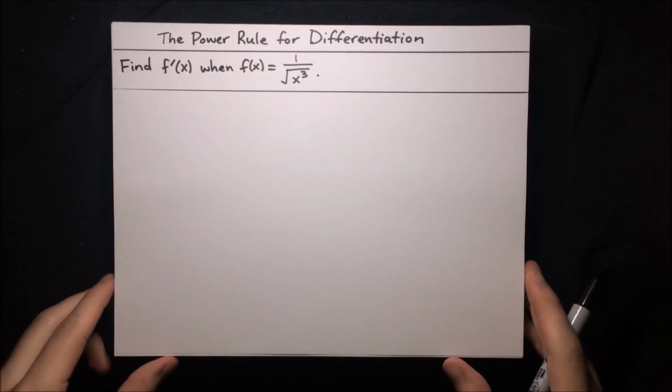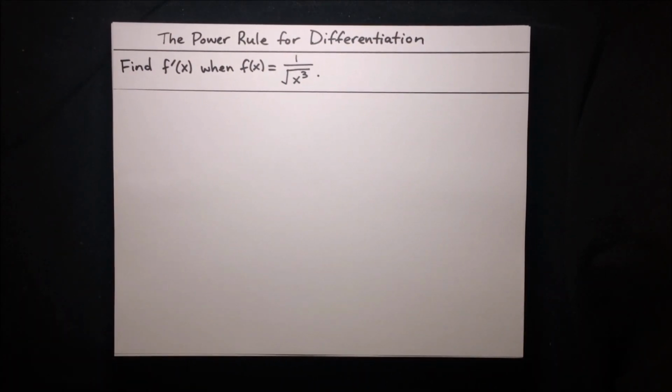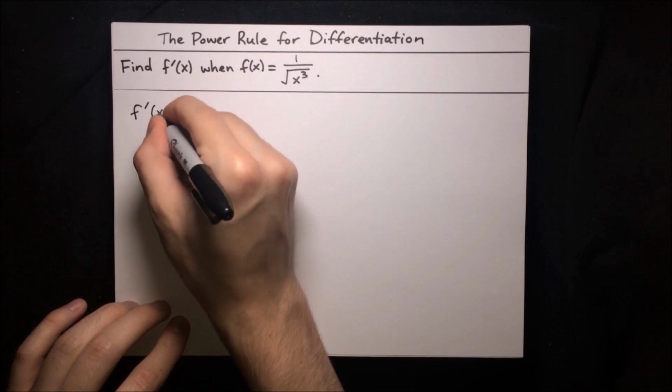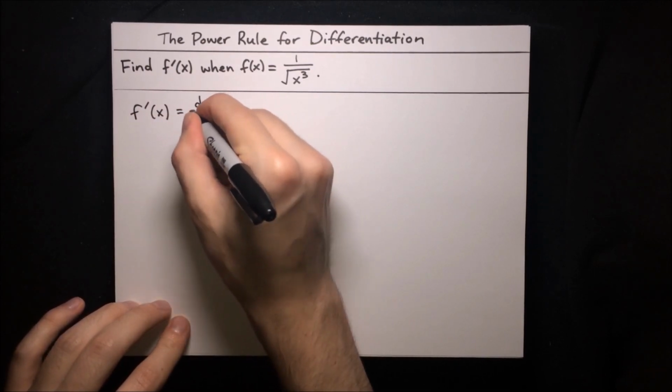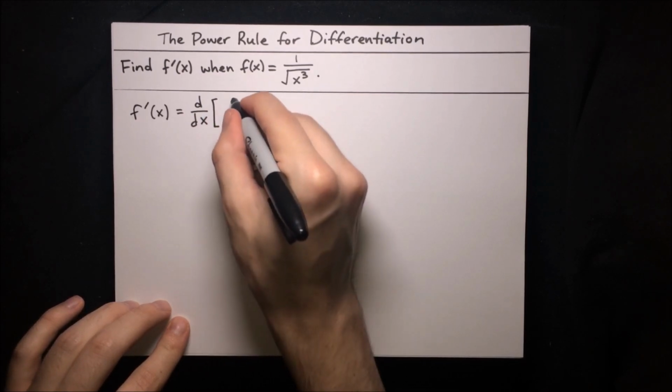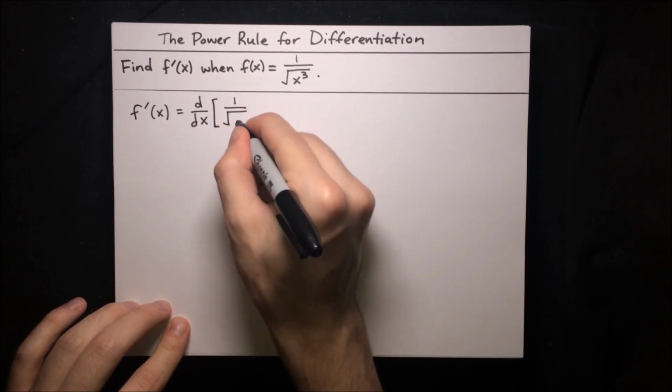All right, here's our next problem. We want to find f prime of x, the derivative, when f of x is equal to 1 over the square root of x cubed. All right, so let's just write this down in derivative form. f prime of x is the derivative of the expression for f of x, which is just 1 over the square root of x cubed.